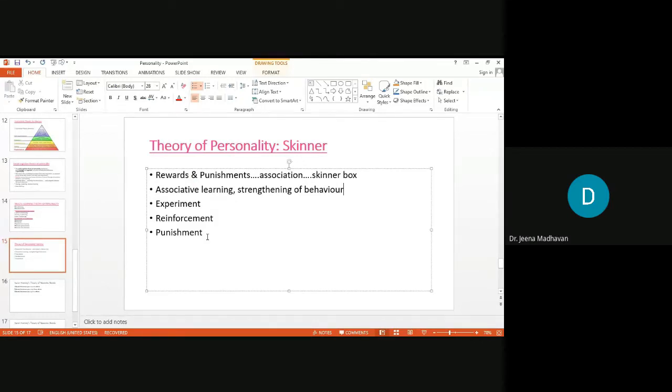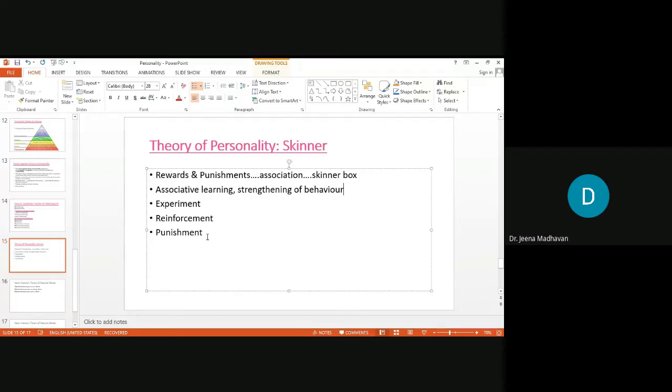Operant conditioning is a type of associative learning process through which the strength of a behavior is modified by reinforcement or punishment. So operant conditioning, it is a type of associative learning process.